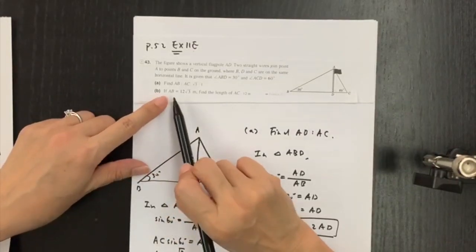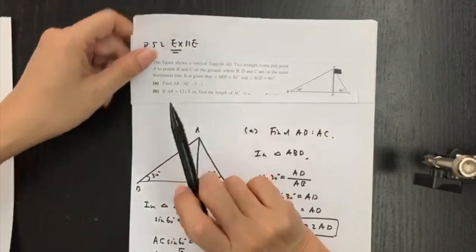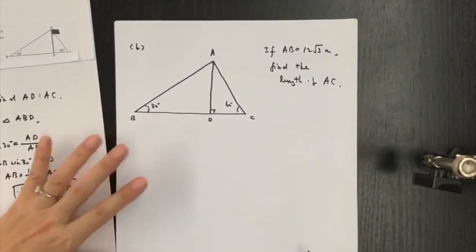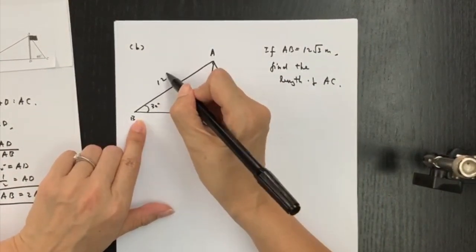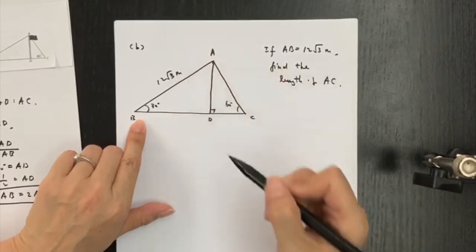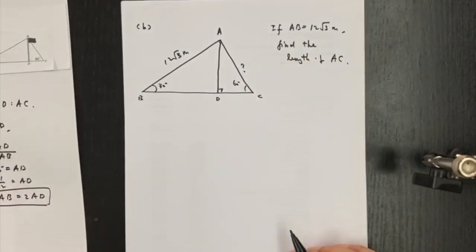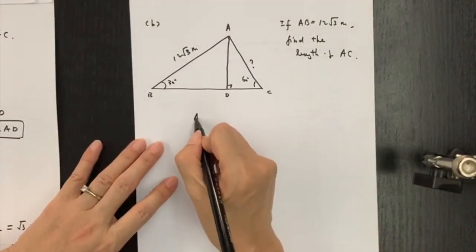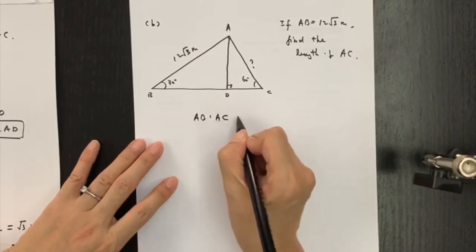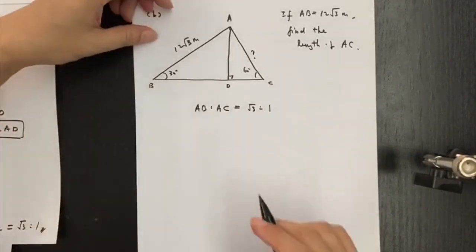Now part B. We are given AB is equal to 12 root 3, and we have to find the length of AC. Here is the diagram enlarged. This AB is 12 root 3 meters, and we have to find the unknown, which is AC. How do we find that? Just now we worked out the ratio of AB to AC, which is root 3 to 1. So we start with that: AB to AC is equal to root 3 to 1.